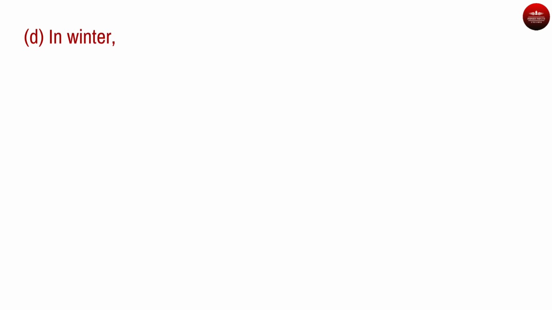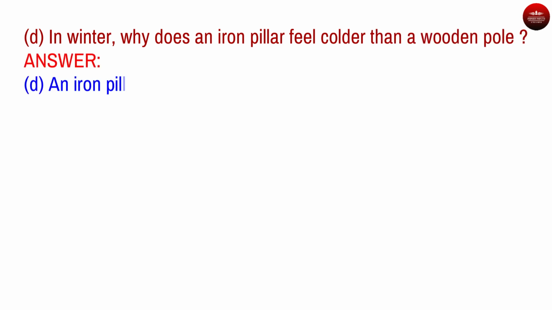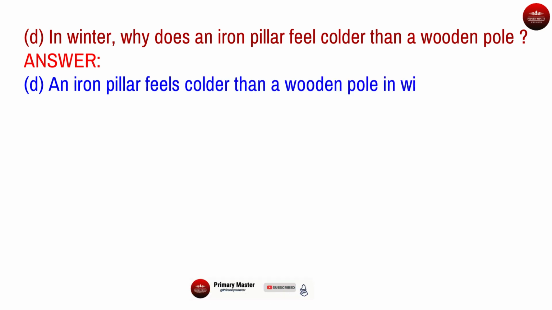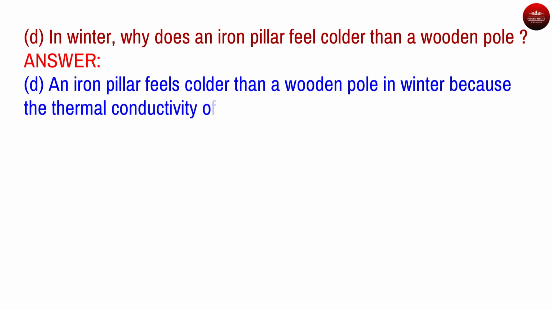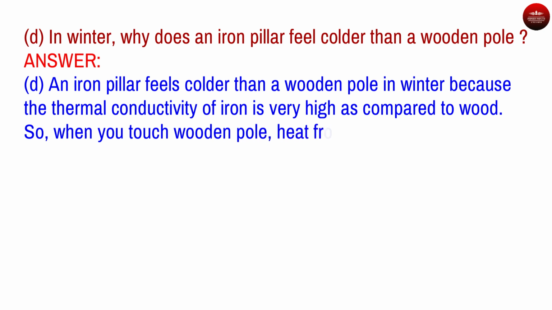D. In winter, why does an iron pillar feel colder than a wooden pole? Answer. D. An iron pillar feels colder than a wooden pole in winter because the thermal conductivity of iron is very high as compared to wood. So, when you touch a wooden pole, heat from your finger warms the wooden pole just at that place but isn't conducted away. But for an iron pillar, the heat conducts away rapidly from your finger.